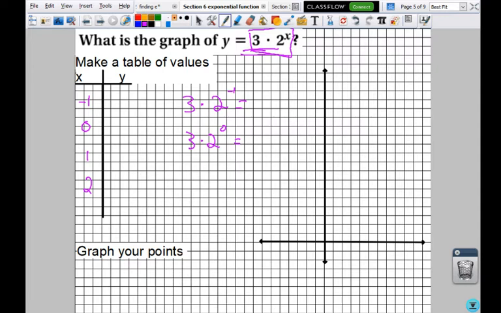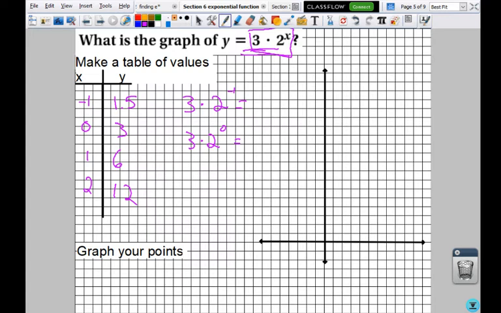Alright, so let me go back to my table. 1.5, 3, 6, 12. That wasn't a negative, was it? No. So I am going to graph these, then I'm going to need to connect my dots so it's an actual graph, and then that'll be it.